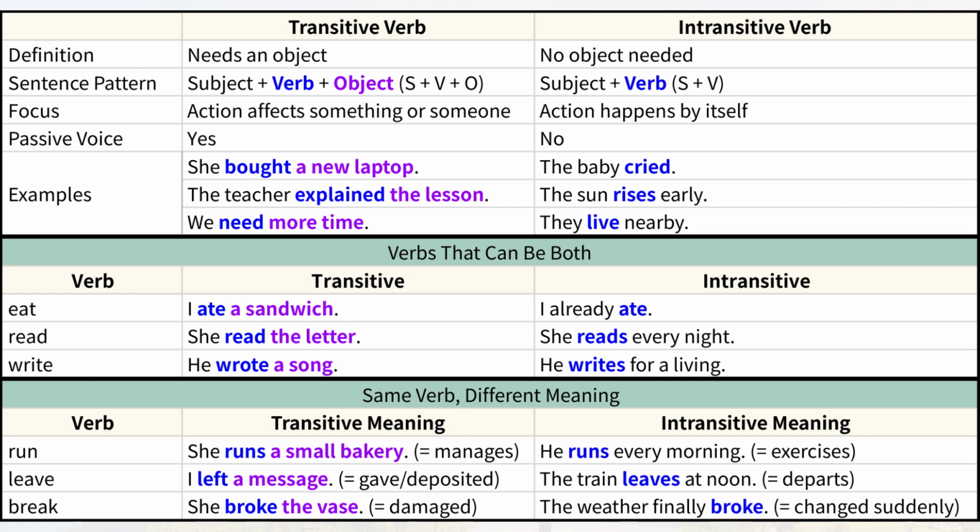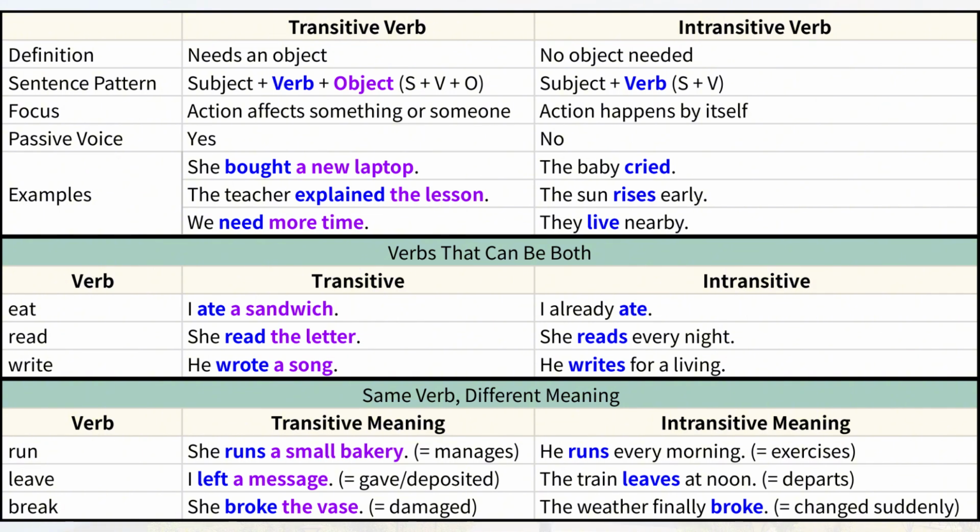The sentence pattern is also different. A transitive verb follows subject plus verb plus object. An intransitive verb follows subject plus verb. The focus is also different. A transitive verb shows an action that affects something or someone. An intransitive verb shows an action that happens by itself. In passive voice, transitive verbs can be used, but intransitive verbs cannot.